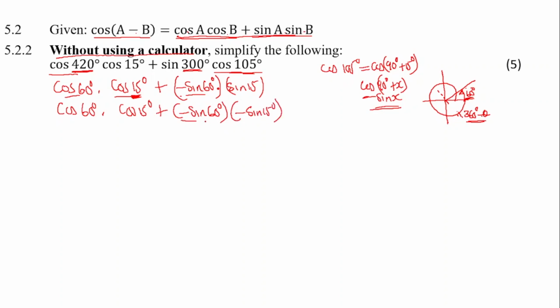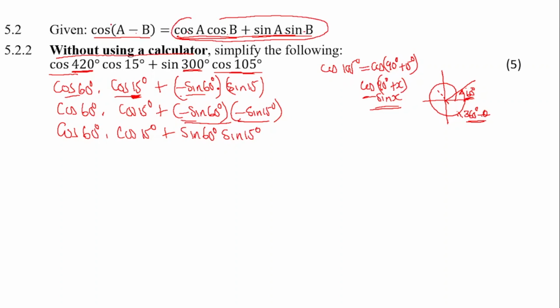Okay, then negative and negative will give us positive. So we have cos 60 degrees times cos 15 degrees, then plus sine 60 degrees times sine 15 degrees, like that. Okay, you see that now this is in this form. So it means it can be written as cos of 60 degrees minus 15, which is equal to cos 45. Then this is a special angle. This is root 2 over 2.